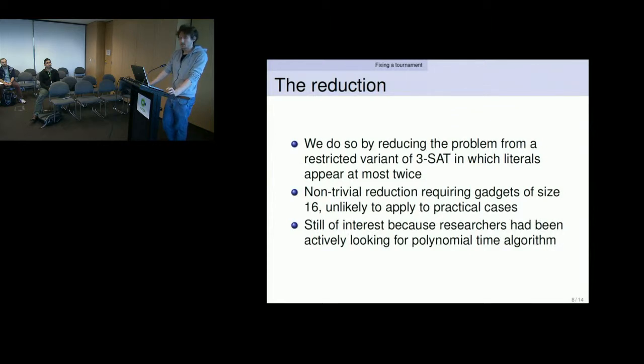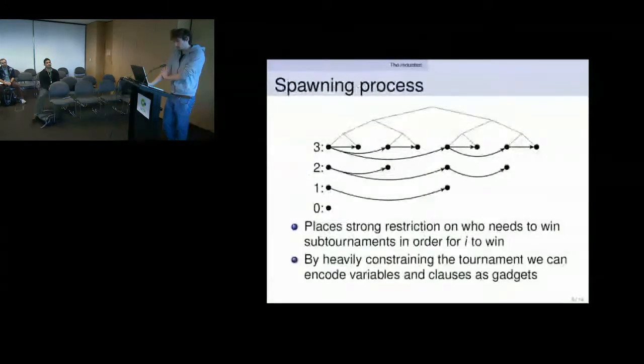It's a fairly large reduction, which has quite a big constant, so it's unlikely to be of much relevance in practical tournaments in the real world. But it's still of interest because many researchers have been actively looking for a polynomial time algorithm, and so this shows that it's very unlikely that they'll find one.